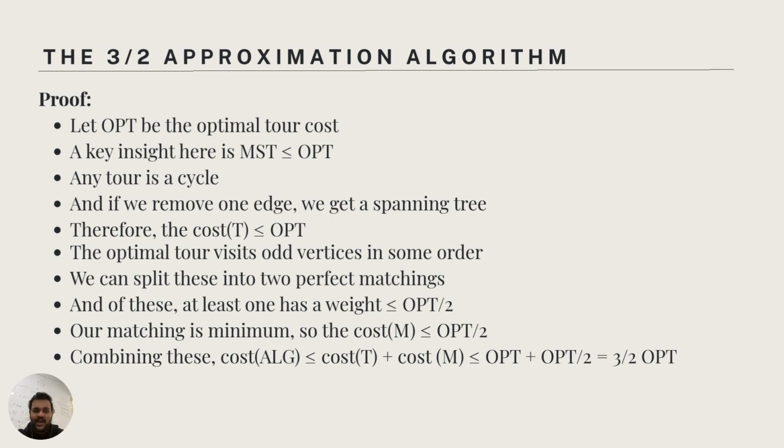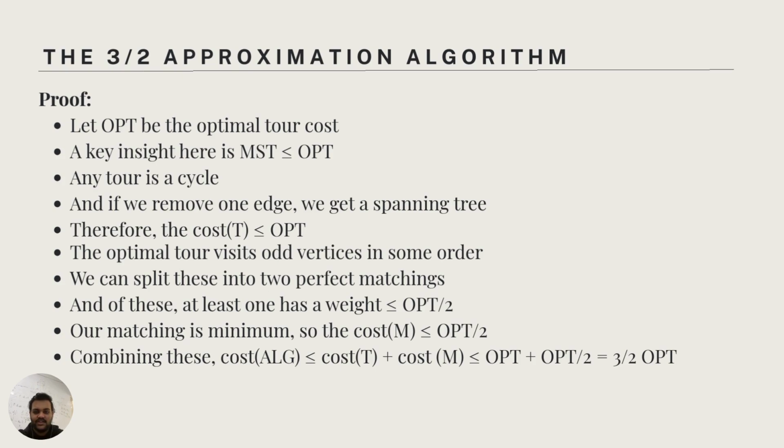So, what is the actual proof for this algorithm? First of all, let OPT be the optimal tour cost. Now, a key insight here is that our minimum spanning tree is a lower bound on this optimal tour. This is because any tour is a cycle, and if we remove one edge from the optimal tour, we get a spanning tree. Since our MST is the minimum spanning tree, it can't be heavier than this spanning tree in the optimal tour. Secondly, the matching is at most half the optimal tour cost.